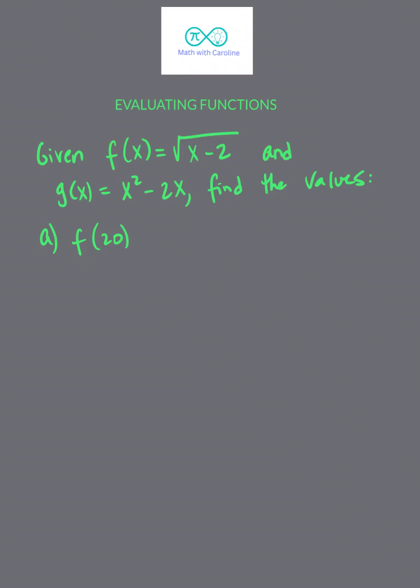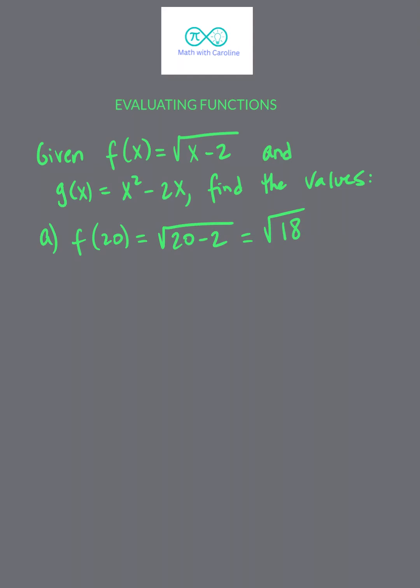We'll find the values. For the first example, we'll find f of 20. This means that we need to plug in 20 for this x. So we need to match up this letter with the function. Since this is f, we use f of x. Since this is f of x, we're going to plug in 20 for the x value. When we plug in 20 for the x value, we have the square root of 20 minus 2. We subtract 20 minus 2 to get 18.